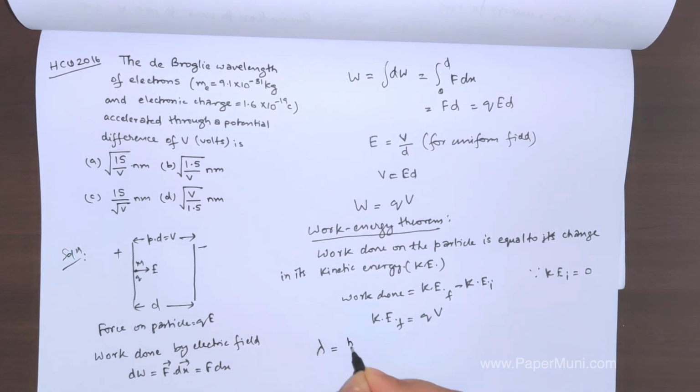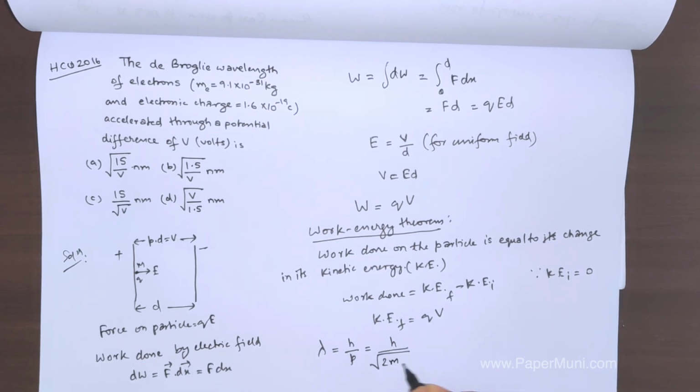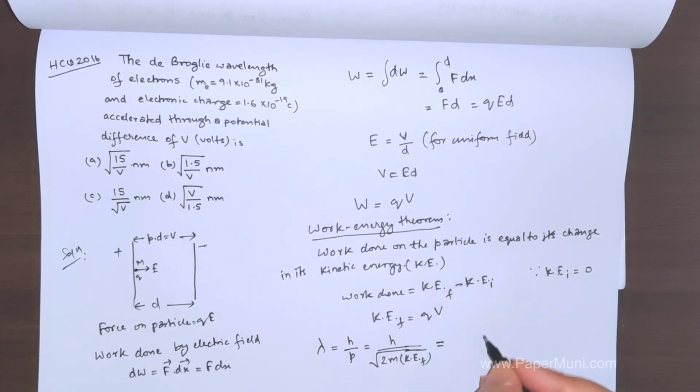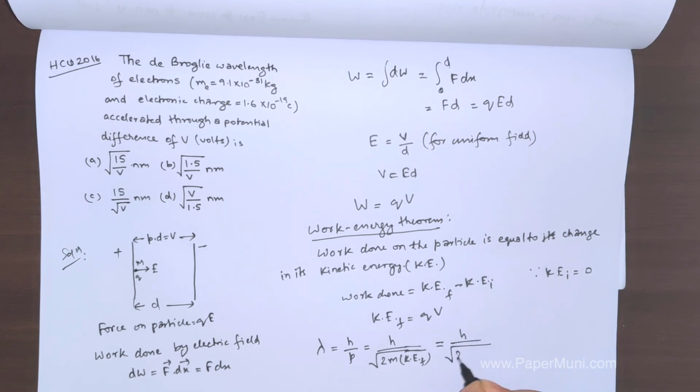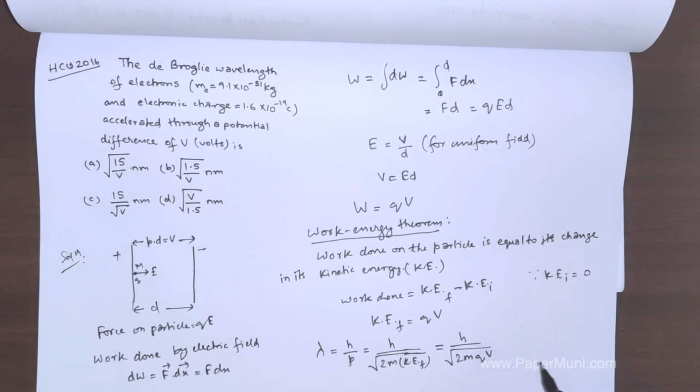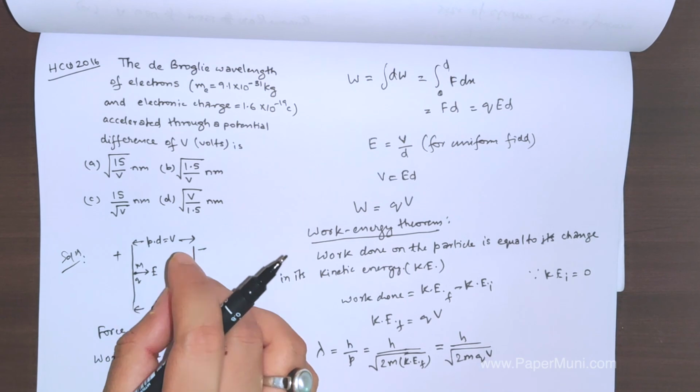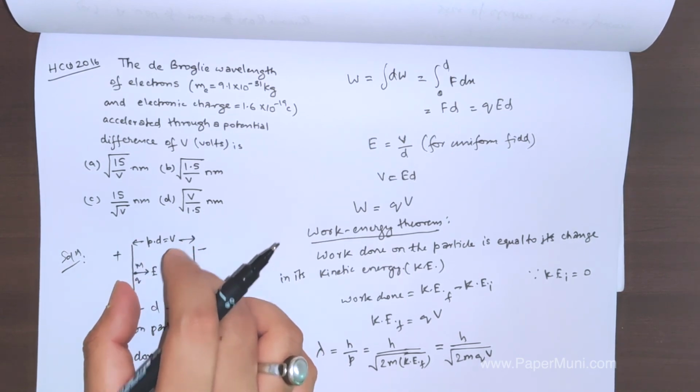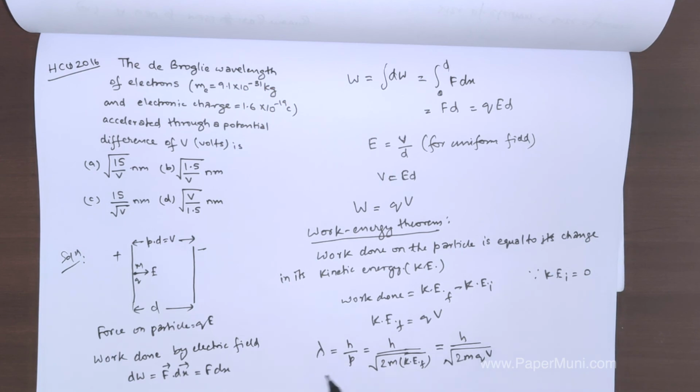So lambda is equal to h by p, and this is h divided by root of 2m times the kinetic energy final, which is h divided by root 2mQV. This is the result. You don't need to remember these things. It's very simple: instead of energy, we just substitute the kinetic energy, which was equal to the work done, QV. So if you have a particle accelerated through a potential difference, this is the way you calculate the de Broglie wavelength.